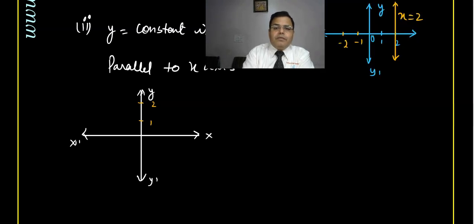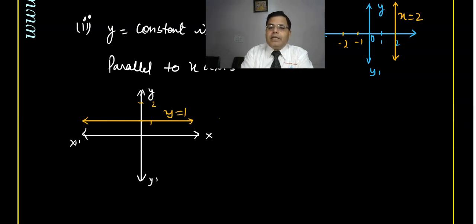There will be a line parallel to the y axis like this. That would be a line. This is a line which is parallel to the x axis. That is called y is equal to 1. This line is described as y is equal to 1 because this point is 1. The line passes through 1. So this is y is equal to 1.